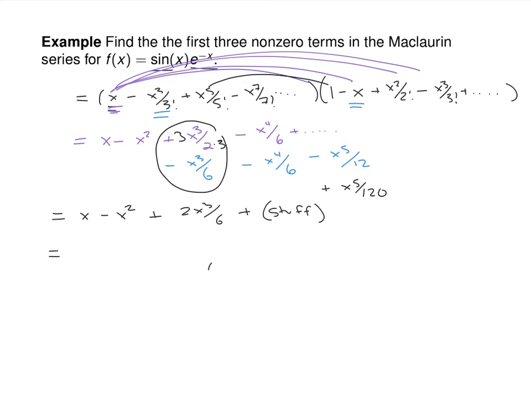So that's the same thing as x minus x squared plus x cubed over 3 plus some higher order stuff. So the first three non-zero terms are those, x minus x squared plus x cubed over 3. And so that will occur when you have two things that have infinite series expansions multiplied by each other.